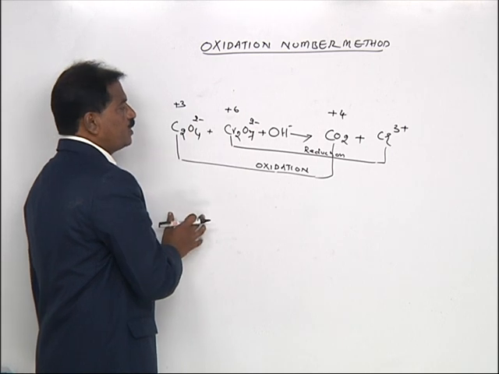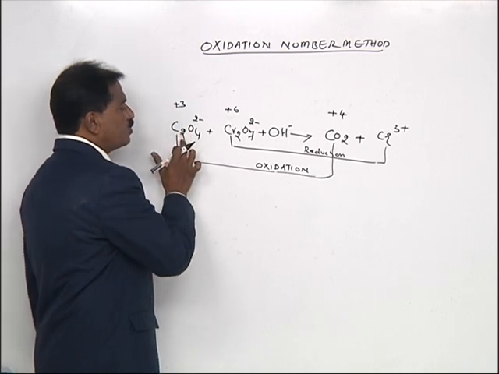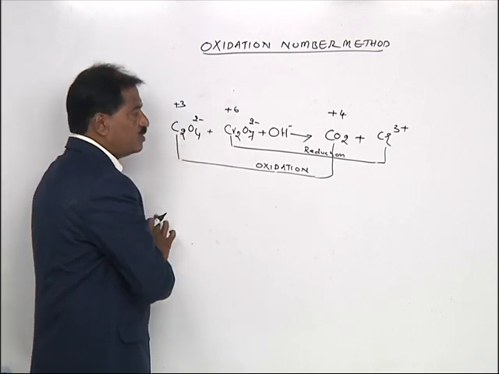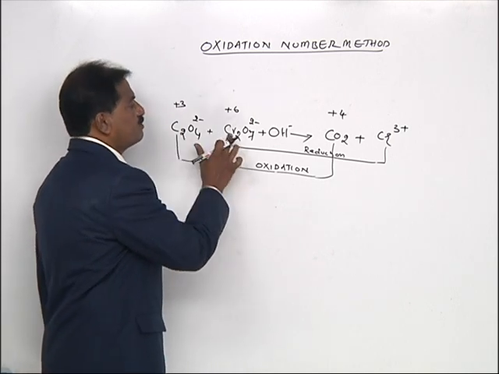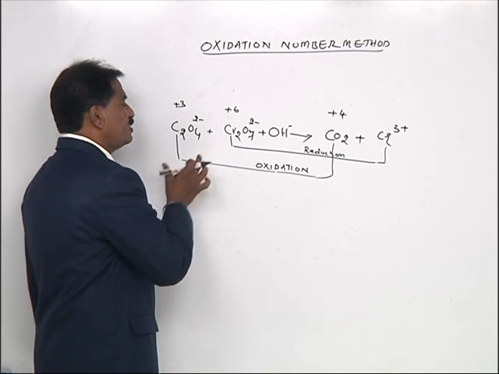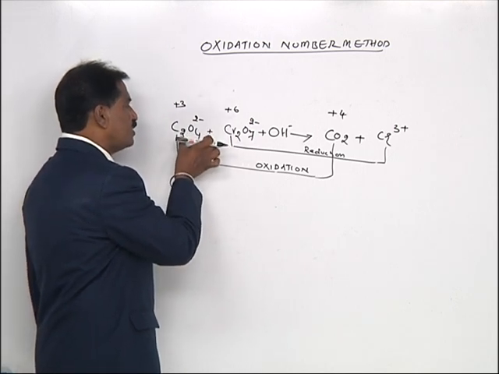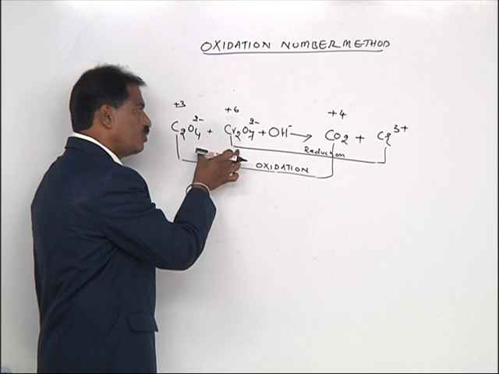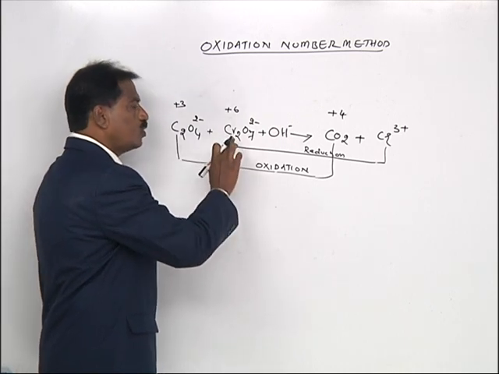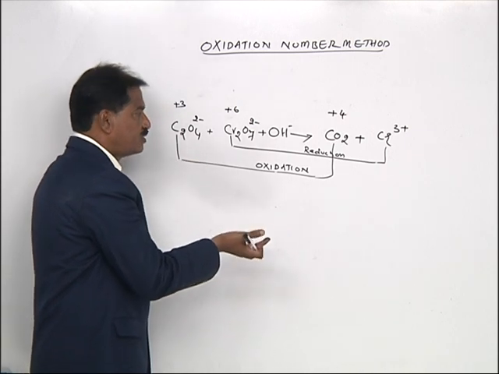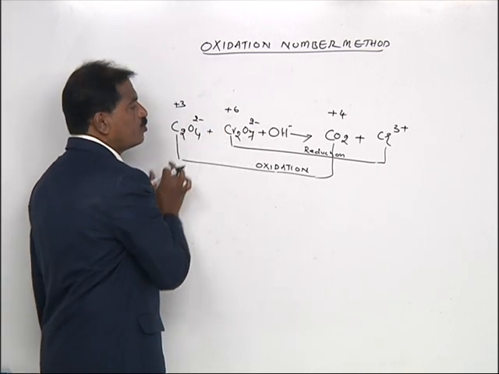In the first step, first identify the atoms whose oxidation state has changed. For which atoms has the oxidation state changed? For carbon as well as for chromium. Since there is a change in the oxidation state of carbon and chromium, first you balance the carbon and chromium atoms before you start the actual process.